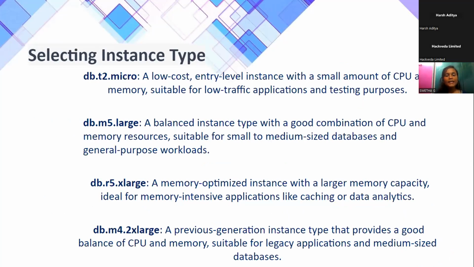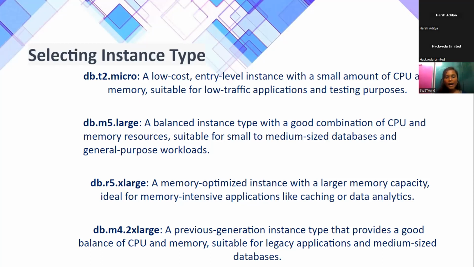Selecting an instance type. We have four main instance types in the database system. First one is db.t2.micro, a low-cost entry-level instance with a small amount of CPU and memory. It is suitable for low-traffic applications and testing purposes. Another one is db.m5.large.